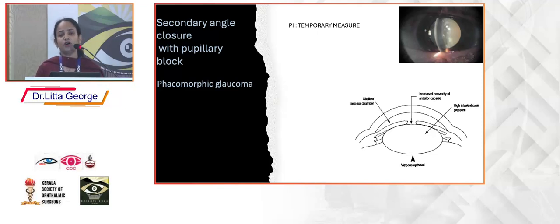Now, in phacomorphic glaucoma, it is the intumescent lens which is the culprit that causes angle closure. Lens removal is the definitive management. PI can be a temporary measure, but always be careful. Any accidental shot onto the anterior lens capsule will result in a phacolytic glaucoma.